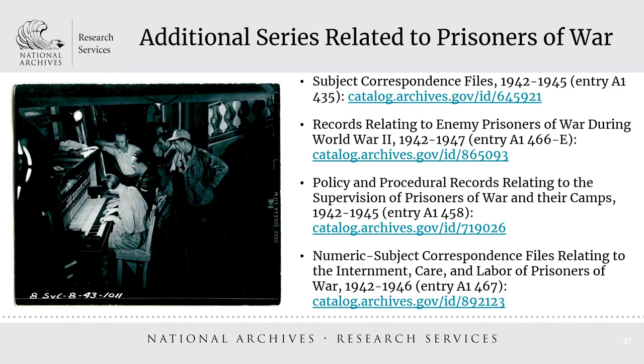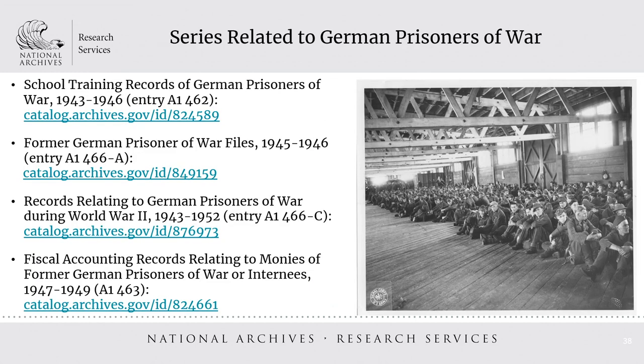The creating organizations for these records can also provide some clues about the contents of each series. There are also series that relate exclusively to prisoners of specific nationalities. For example, the series listed here relate to German prisoners. There are school training records, fiscal accounting records, and more. It is important to remember, though, that many of these series contain administrative and operational records. And although a few series might contain some information about individual prisoners, these records are not at all comprehensive, and they do not include information about most prisoners.